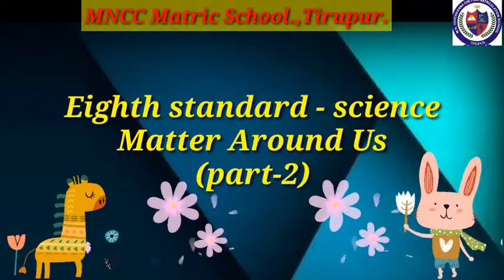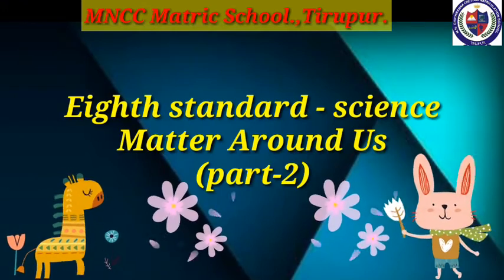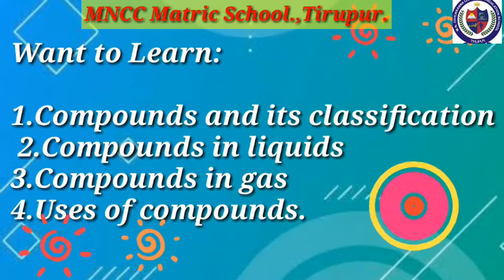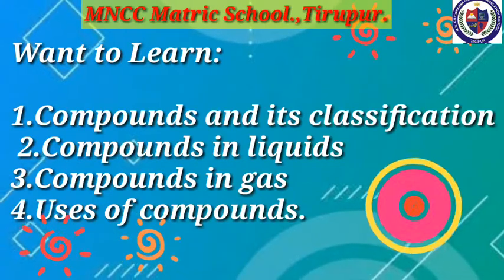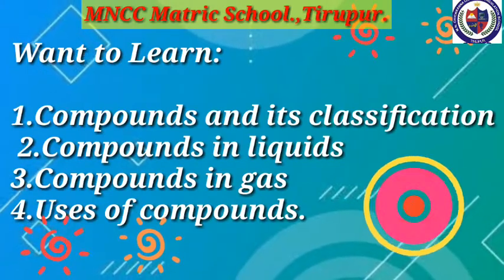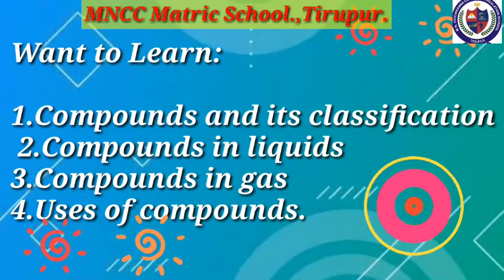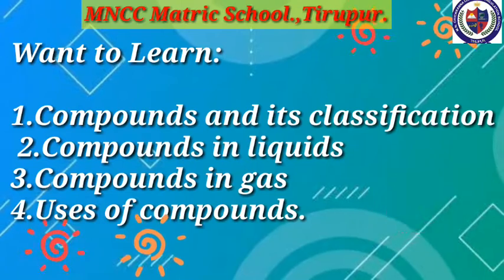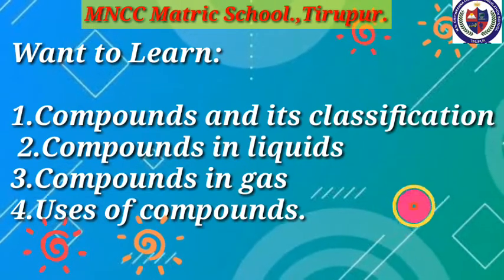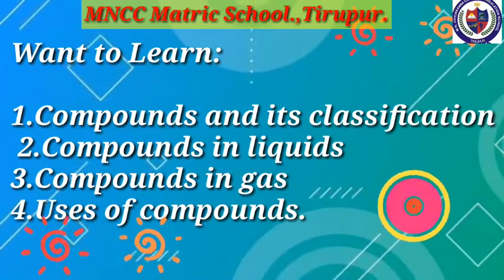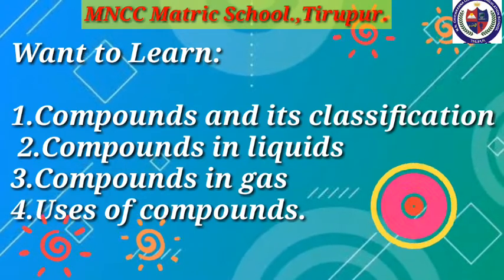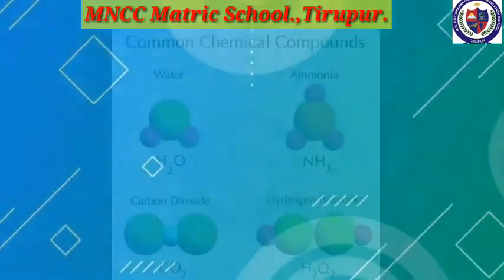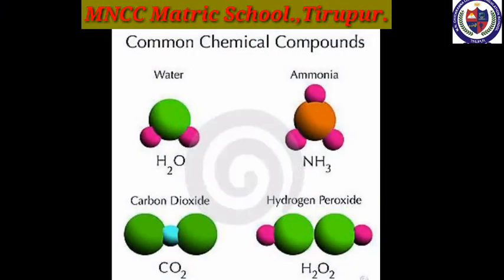Today we want to discuss 8th standard science, Matter Around Us, part 2. Already we discussed types of matter, symbols of various elements, and physical properties of metals, non-metals and metalloids in the Matter Around Us part 1 video. For this video we want to learn compound, classification of compound, compounds in solid, compounds in liquid and uses of compounds. So first we move to what is compound.